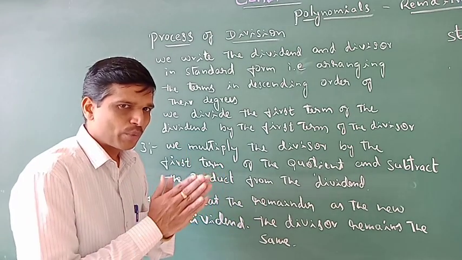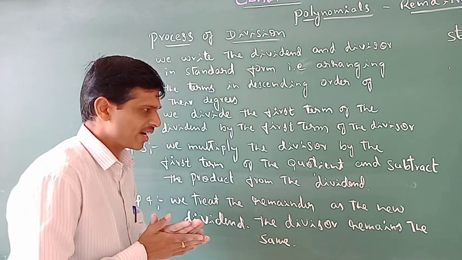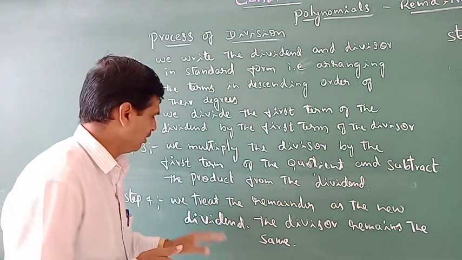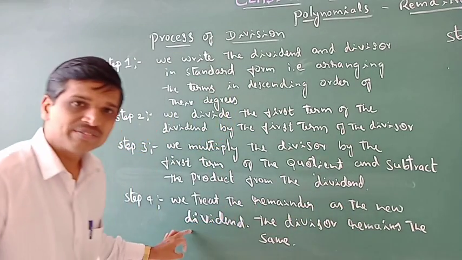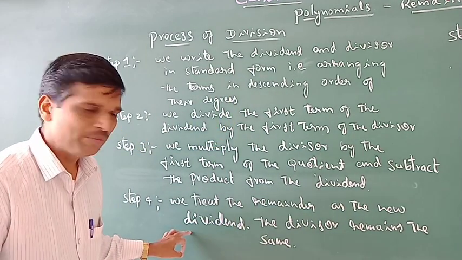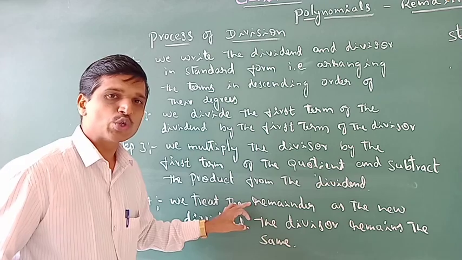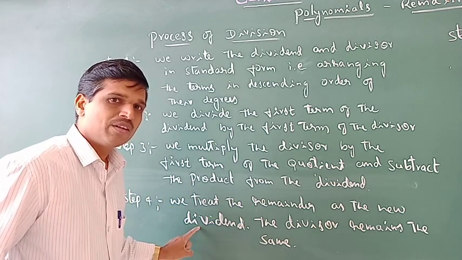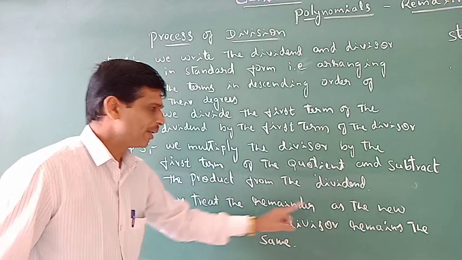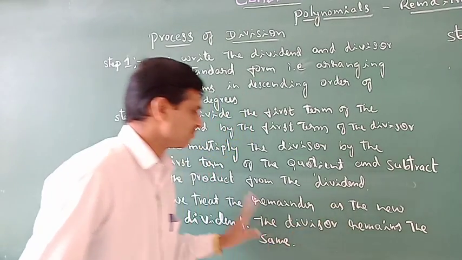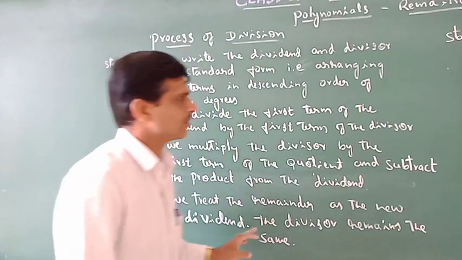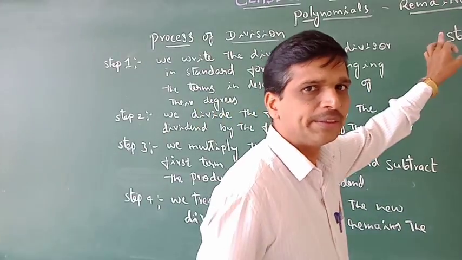Now after the product, when you subtract, a new remainder comes, so we treat the new remainder as the new dividend. The remainder that came in the first step goes to the next step. Then in the next step it will become the new dividend. The divisor remains the same, which means the divisor is always the same. Now come to the next step here.